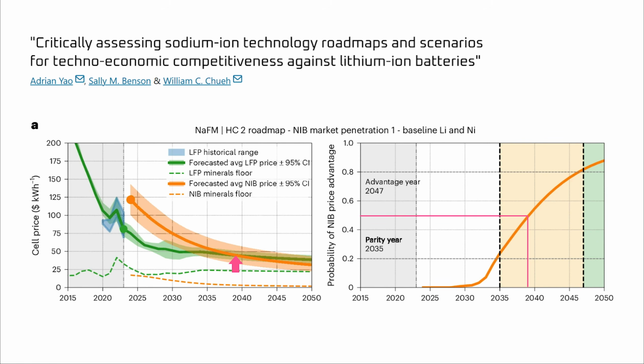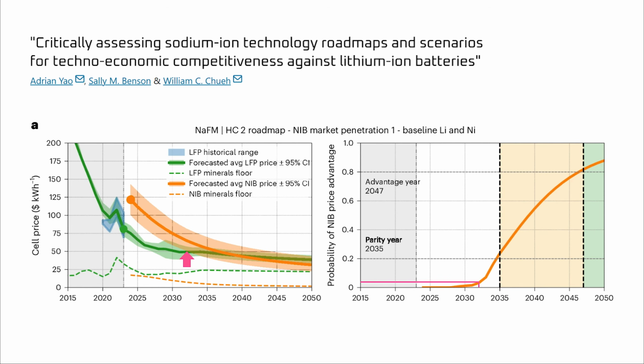With that context in mind, Yao et al. forecasted that sodium-ion battery cells don't have a good chance of reaching parity with LFP cells until about 2039, when they reach a price of about $44 per kilowatt hour. There is a chance that it could happen earlier, in 2032, but it's less than a 5% chance.